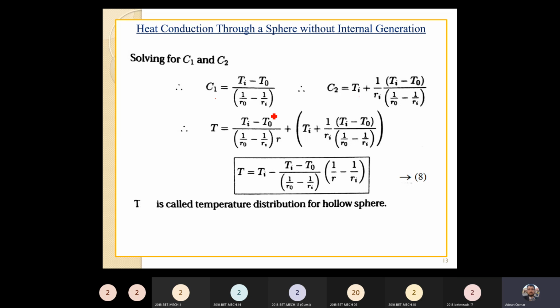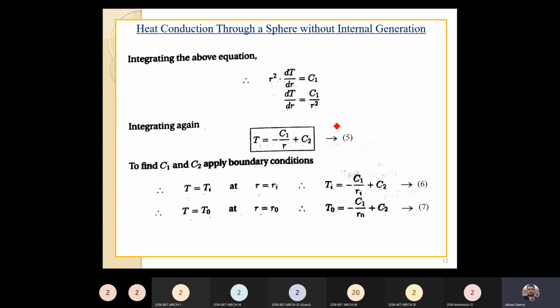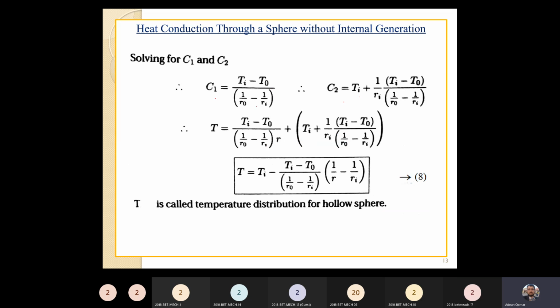you will get the values of c1 and c2 in this manner, and putting the values of c1 and c2 in equation 5, you get the general temperature distribution equation, where in place of c1 and c2 you have put these values. So you get equation 8: T is equal to Ti minus T naught over 1 over r naught minus 1 over ri, into 1 over r minus 1 over ri.